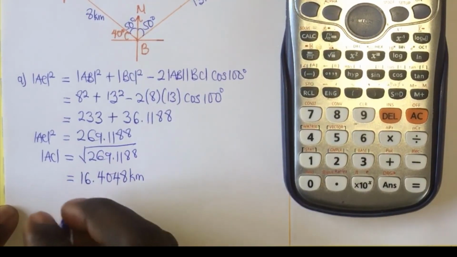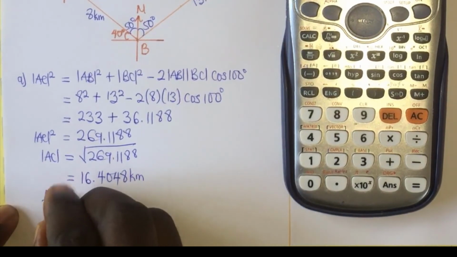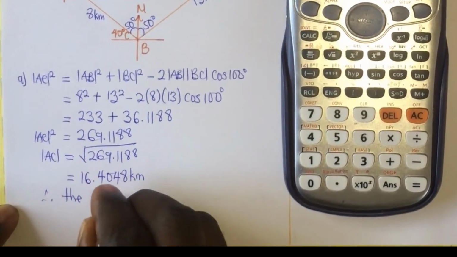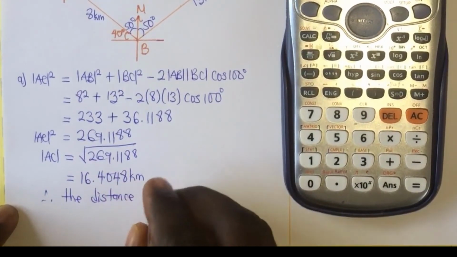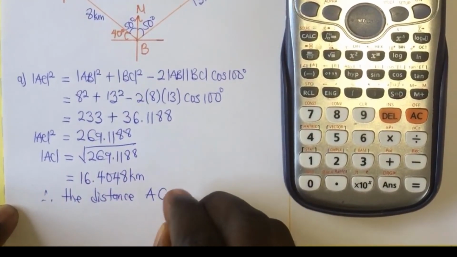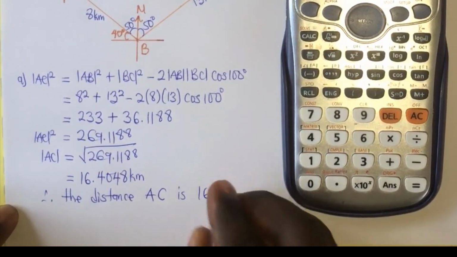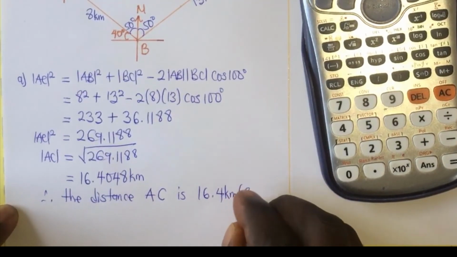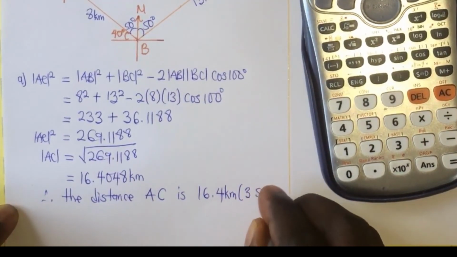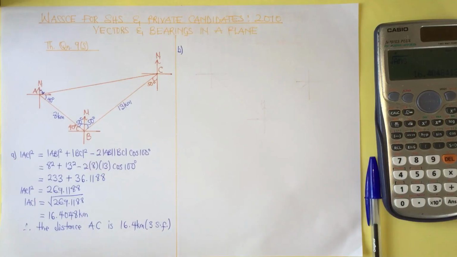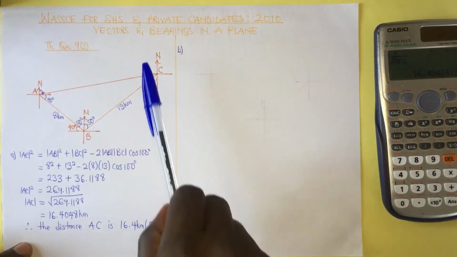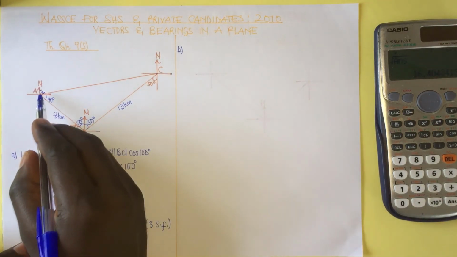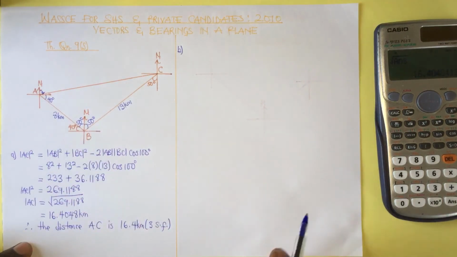So therefore the distance AC is 16.4 kilometers, and we are rounding it to 3 significant figures. Now for the B part, it says we should find the bearing of C from A. The bearing of C from A. So that's what has been illustrated with the small arrow there.